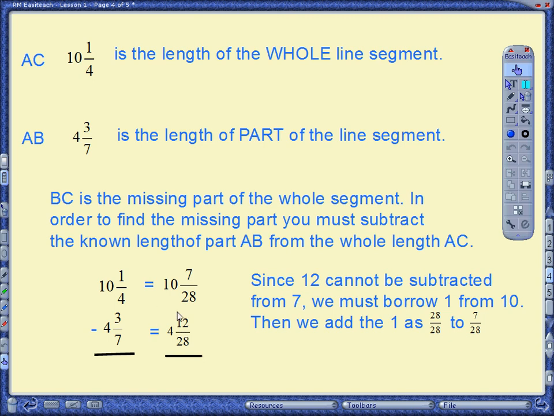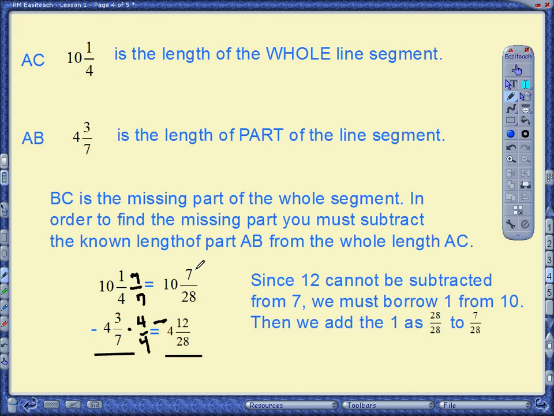The numerators then become 7. We multiply this by 7 over 7. And we multiply this by 4 over 4. So 7 over 7 will give us 7 over 28, and 4 over 4 will give us 12 over 28. We can't subtract, however. We can't subtract 12 from 7. We have to add that as 28 over 28 to 7 over 28.